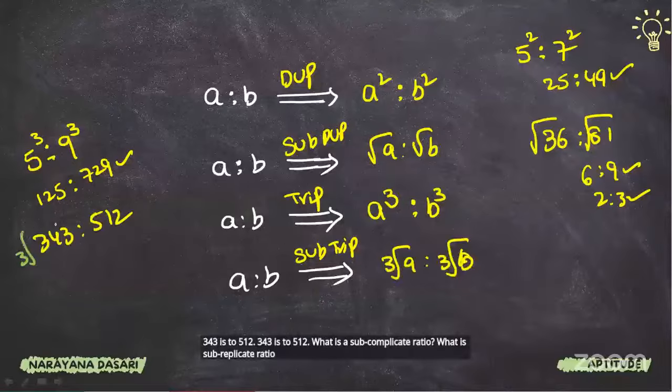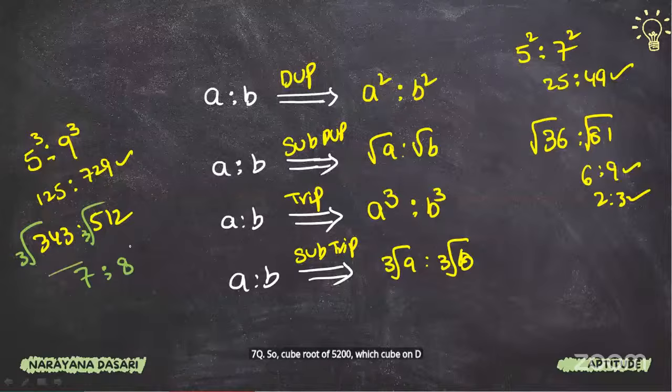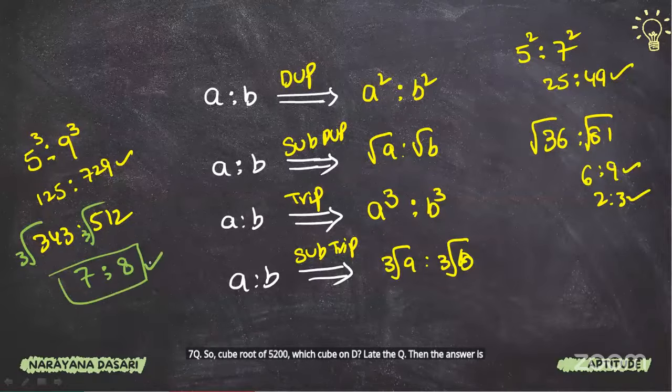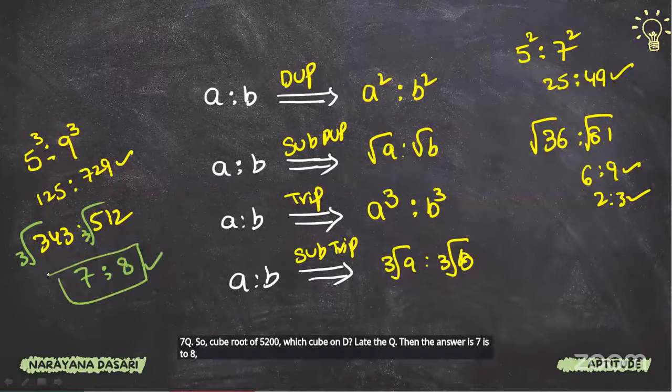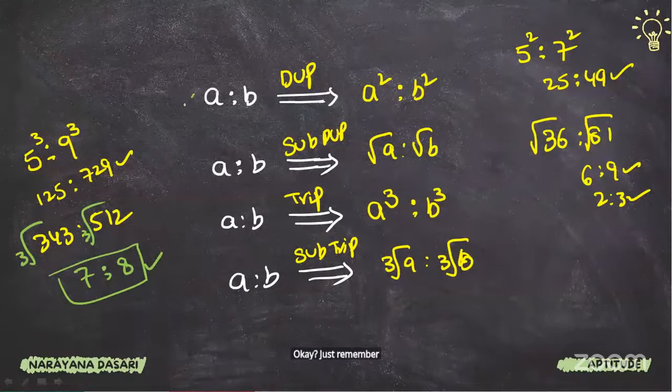Cube root of 343 is 7 cube, so 7. Cube root of 512 is 8 cube, so 8. Then the answer is 7 is to 8, guys. Okay, just remember only formulas, guys, here.